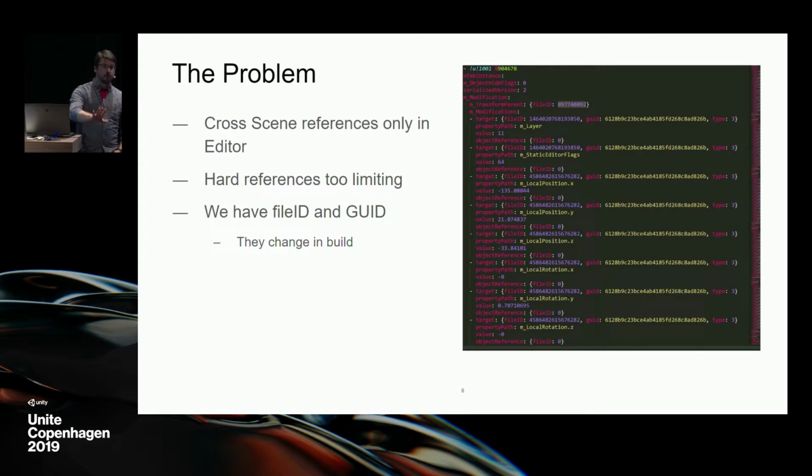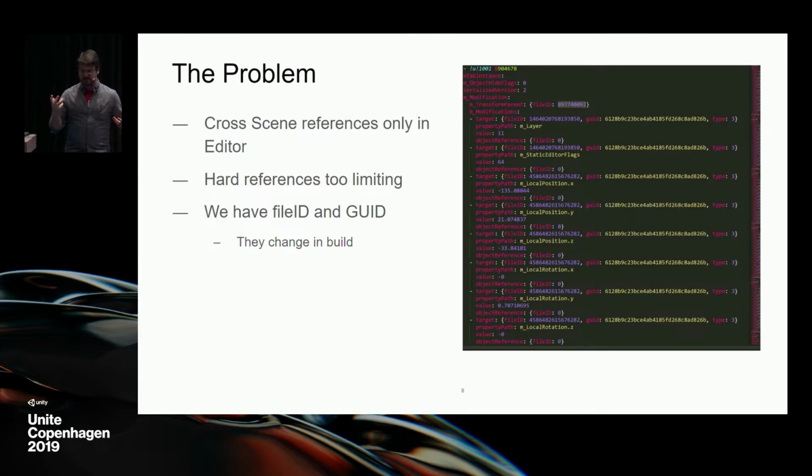All right, so hopefully I've convinced you that you need to be able to reference game objects across scenes. There's a checkbox in the editor, if you've ever found it, that says enable cross-scene references. So maybe you're thinking, okay, we'll just check that, done, easy. Problem is that doesn't actually work. Those cross-scene references won't survive a build.